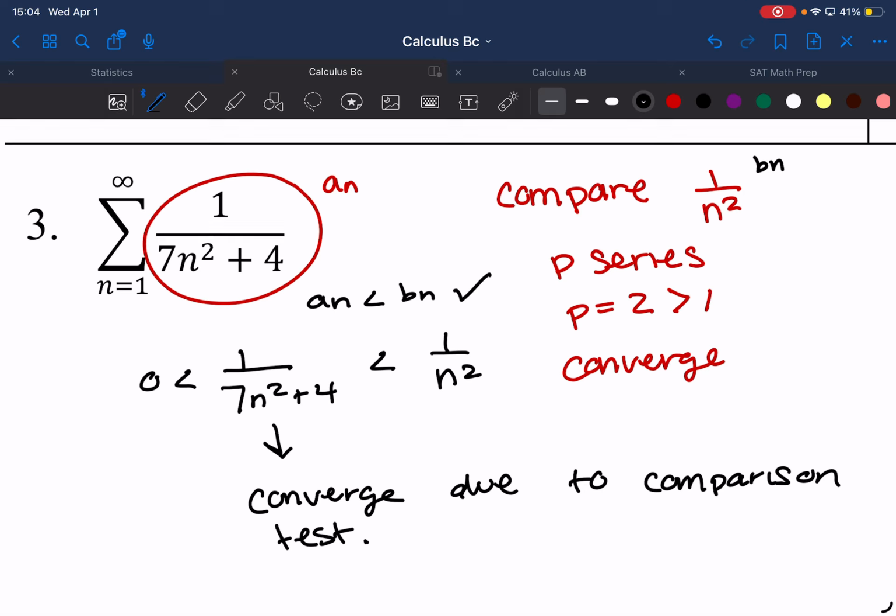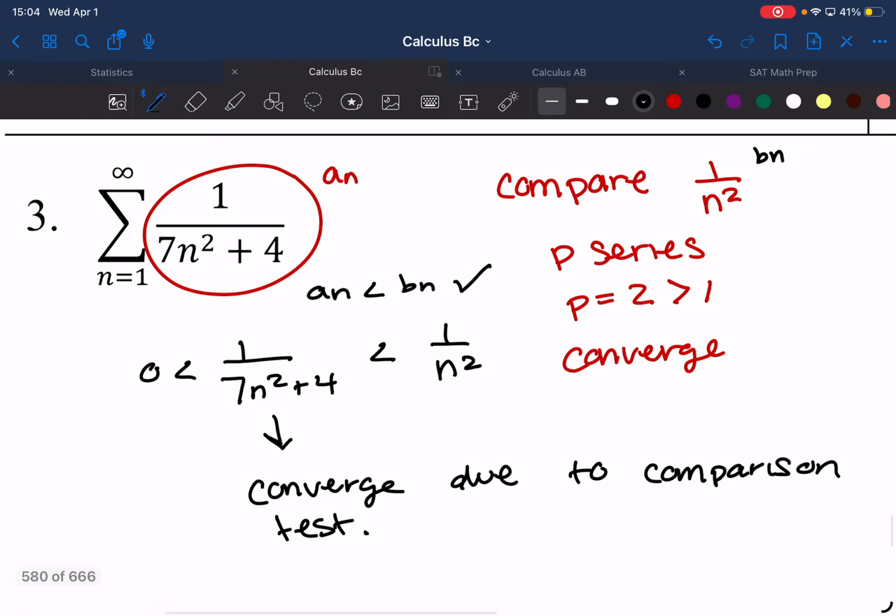Okay, so 1, 2, and 3 is a lot. Do you remember what these series are? Do you remember all the rules for convergence and divergence? And then you have to think to yourself, which one is greater, which one is less than?